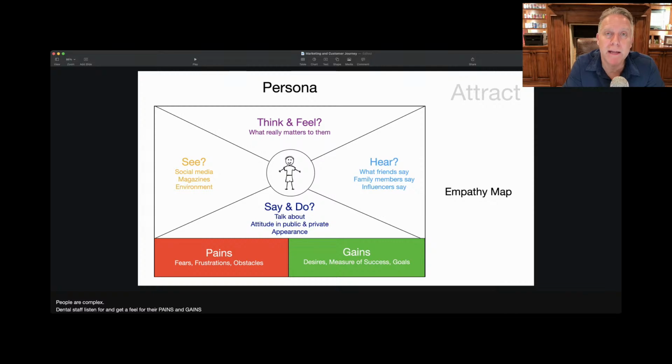Then you would talk about the gains. What is it they're really wanting? Are they just trying to get out of dental pain? Would that be a gain for them, to be comfortable again? Maybe it's a better looking smile. Maybe it's whiter teeth, straighter teeth, replacing a tooth. It could be various things that they're trying to accomplish.